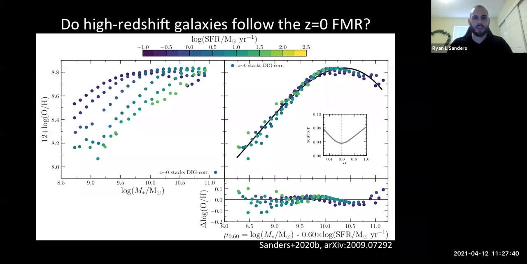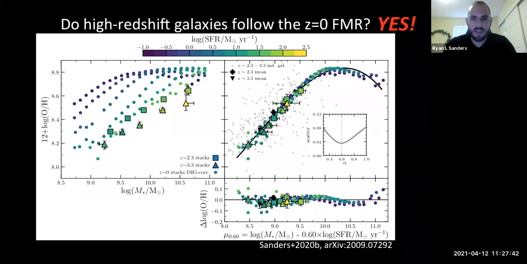So if I now overlay our redshift 2 and redshift 3 data on this plot, you can see that they actually perfectly follow the redshift 0 FMR. So it seems like the FMR does not evolve with redshift really at all. I mean, to very high precision. We find that the evolution must be less than 0.04 dex in metallicity from redshift 0 to redshift 3, which is essentially negligible compared to our measurement uncertainties.